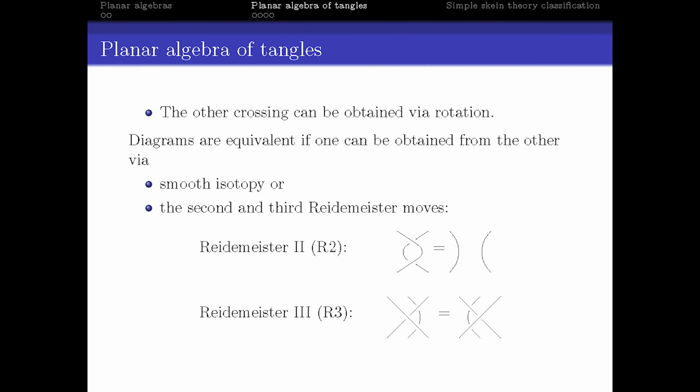And we'll say that two diagrams are equivalent if one can be obtained from the other via smooth isotopy or the second and third Reidemeister moves. So here we see Reidemeister 2 and Reidemeister 3. Note here that we are not explicitly requiring Reidemeister 1, for reasons which we'll see in a second. Thus, any skein theoretic knot polynomial can simply be thought of as a quotient of the planar algebra of tangles.